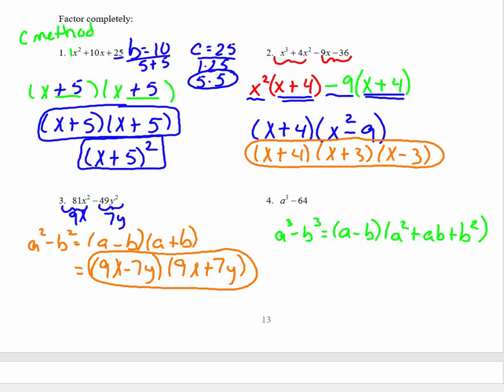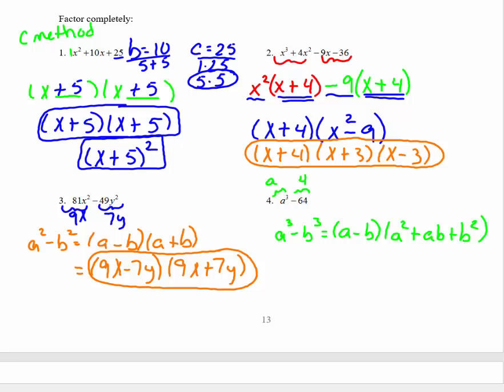So what are my a and my b? It's what's being cubed. So what's being cubed to give me an a cubed is an a, because a times a times a is a cubed. Now what's being cubed to give me a 64? Not 8, because 8 times 8 is 64. I need to multiply the same number 3 times and get 64. So it should be a 4, because 4 times 4 times 4 is 64. So that'll be my a and my b.